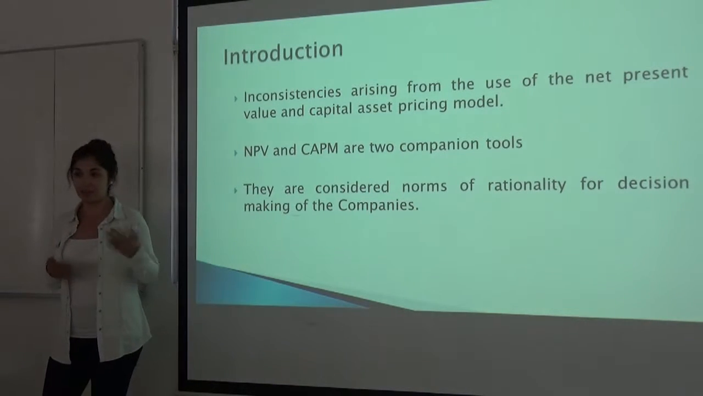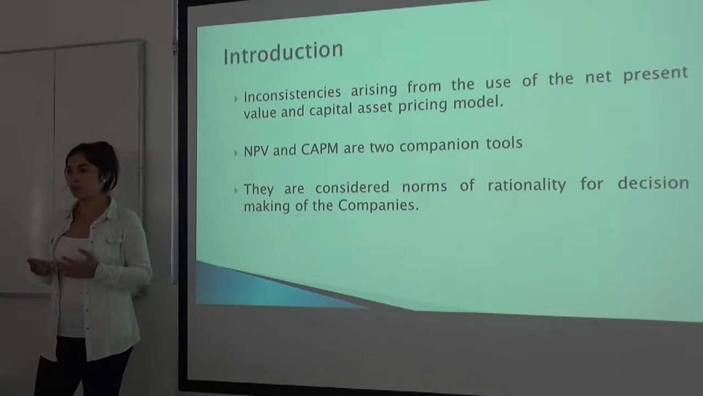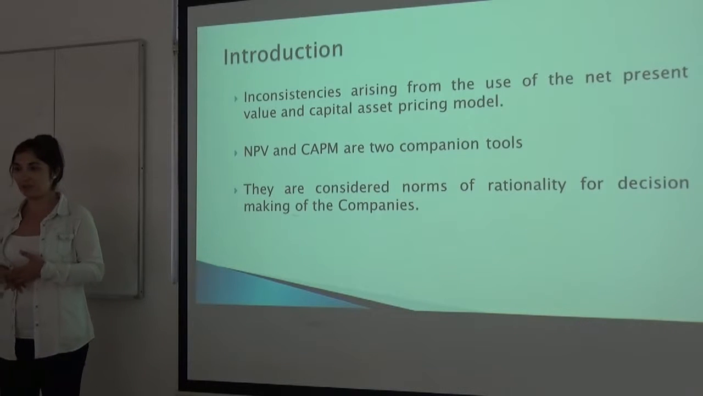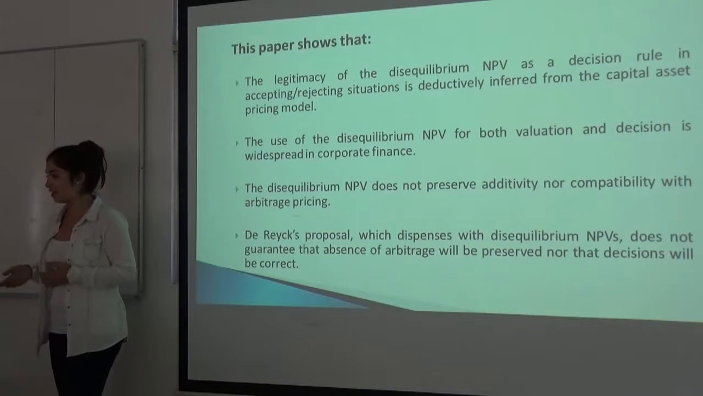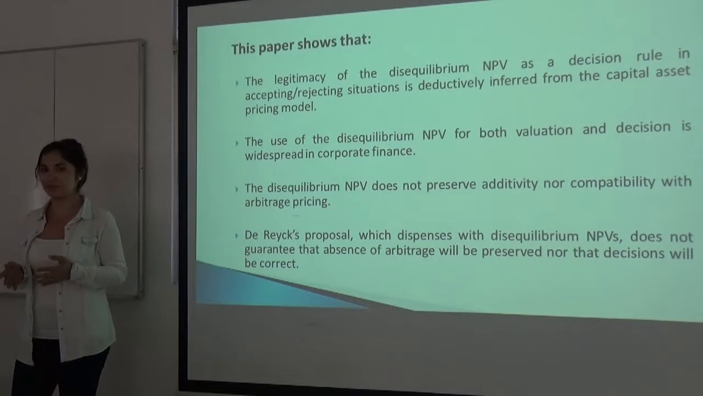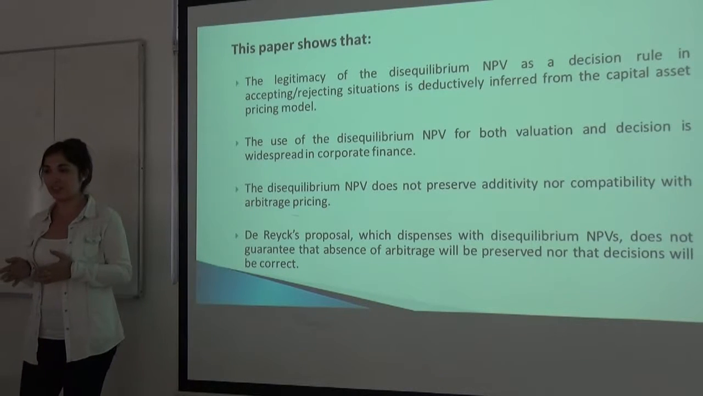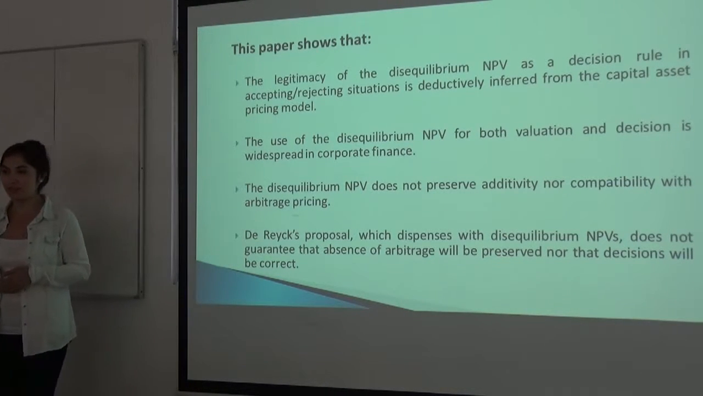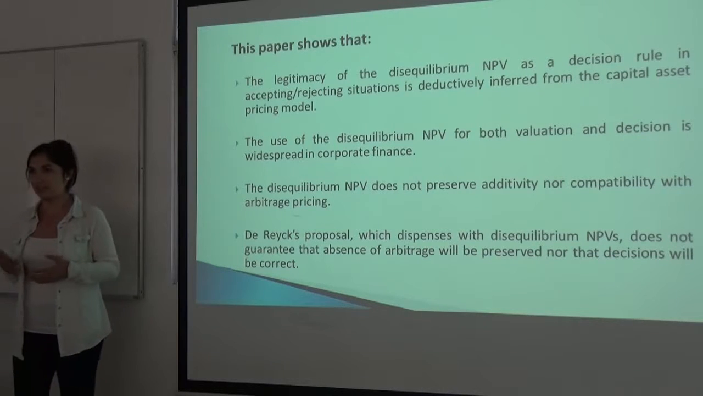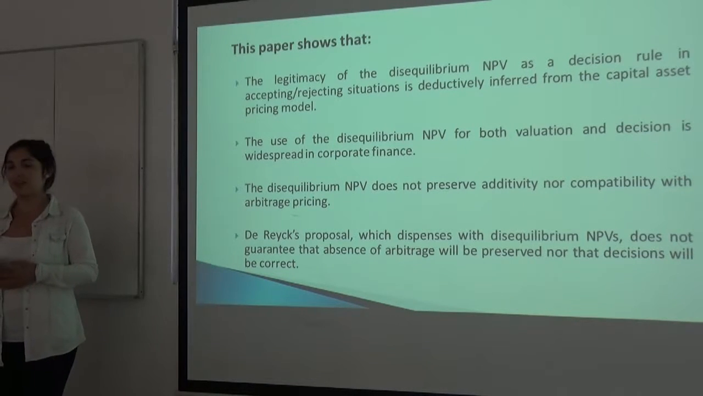The NPV and CAPM are two companion tools widely used for capital budgeting purposes. They are considered a norm of rationality for decision making. Using some counterexamples, this paper shows that A, the legitimacy of the disequilibrium net present value as a decision rule for accepting or rejecting a project is deductively inferred from CAPM.